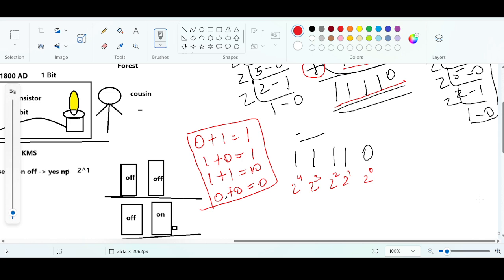After this, what you have to do is just ignore the zeroth position. When you find 0, just cross it. You calculate the remaining things. 2 to the power of 4 is 16. 2 to the power of 3 is 8. 2 to the power of 2 is 4. 2 to the power of 1 is 2. So 16 plus 8 is 24, plus 4 is 28, plus 2 is 30. That is the output.